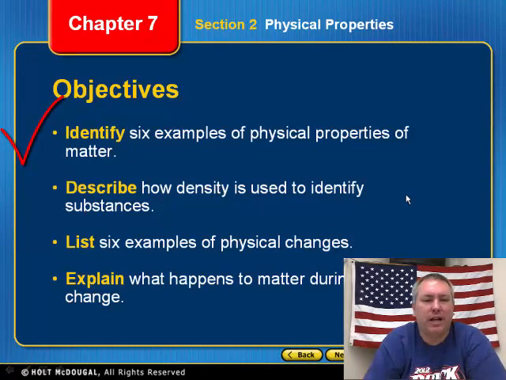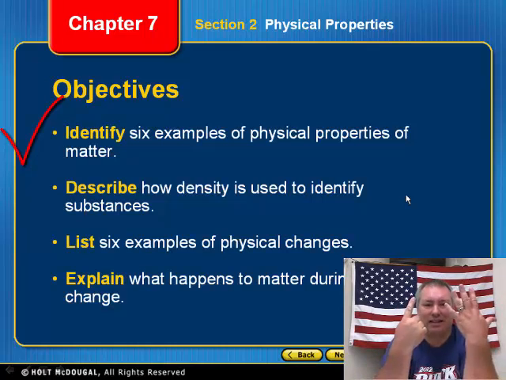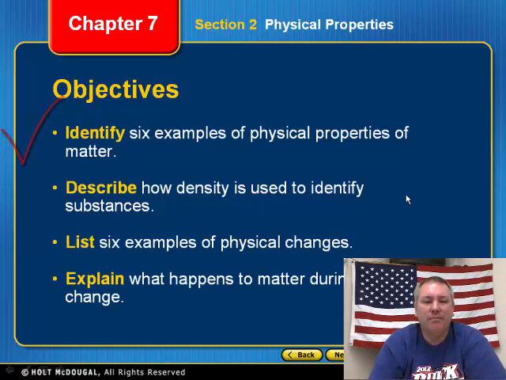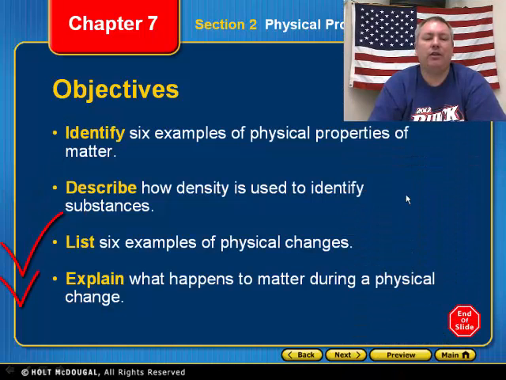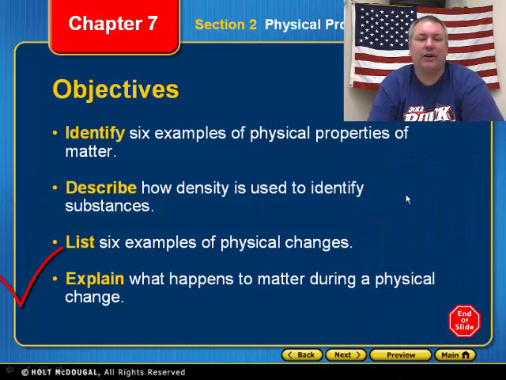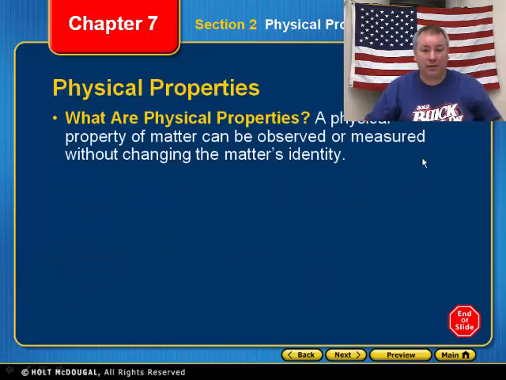All right, today's our objective. Today you're going to identify 6 examples of physical properties of matter. You're going to describe how density is used to identify substances. You'll list 6 examples of physical changes, and you'll be able to explain what happens to matter during a physical change. That is what we're going to be talking about today. So let's go and get started.